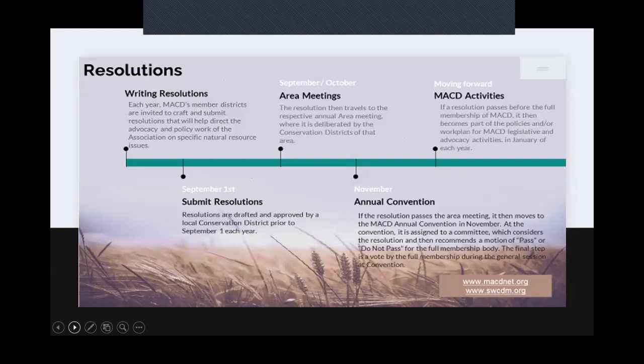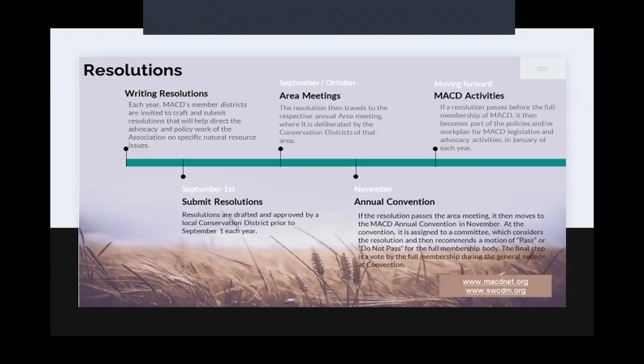One of the important ways that MACD and the districts interact, and that the districts are able to really directly show MACD or tell MACD what work we need to be doing, is through the resolutions process. This is a process that takes place annually at our annual convention. There's a nice little timeline here, so you can see that districts will write resolutions, and that'll go through your district board. Once it's approved by a local conservation district, it's submitted to MACD by September 1st.